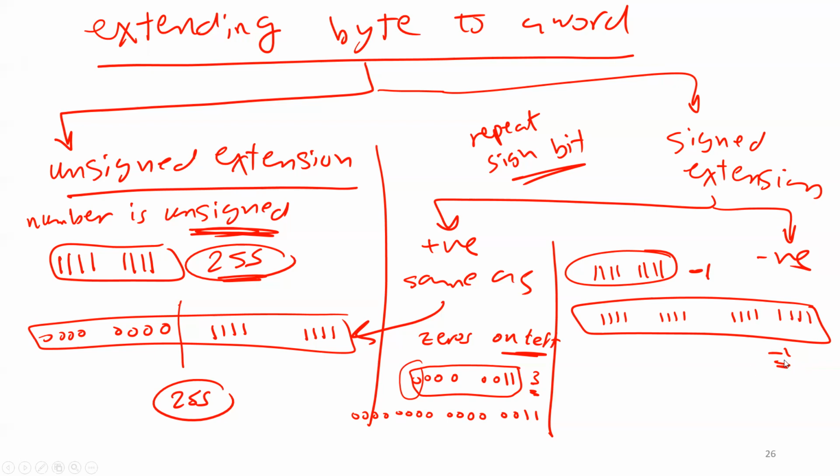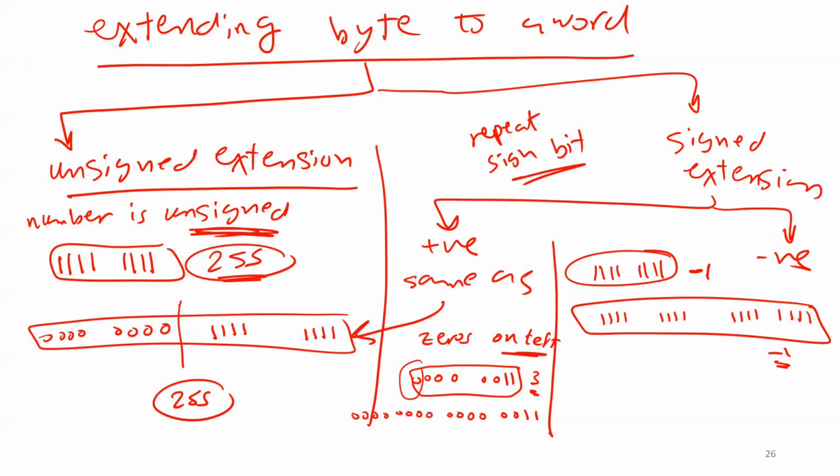To make it simple, in just one statement: in case of unsigned numbers, if you want to extend an unsigned number, just put zeros. Done. In case of signed, repeat the sign bit. If the sign bit is 0, repeat it. If the sign bit is 1, just repeat it. That's it. I promise you'll get the same number. Is that okay, guys? Okay.